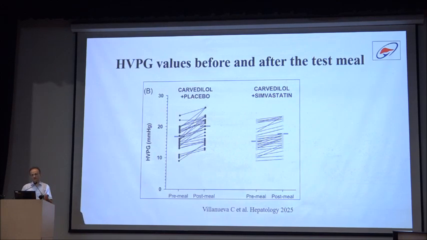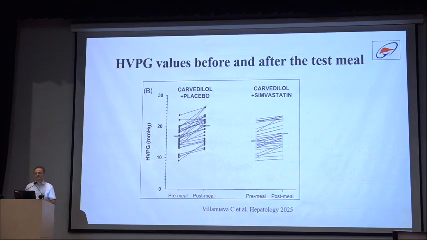Interestingly, in this study, when the second HVPG was done, they also gave a test meal and analyzed the impact of carvedilol and simvastatin on the HVPG. And as we know, whenever we take food, there is splanchnic hyperemia, and the portal pressure increases because of the increase in blood flow. And this is the reason that the incidence of variceal bleeding is more commonly seen in the late night or early morning.